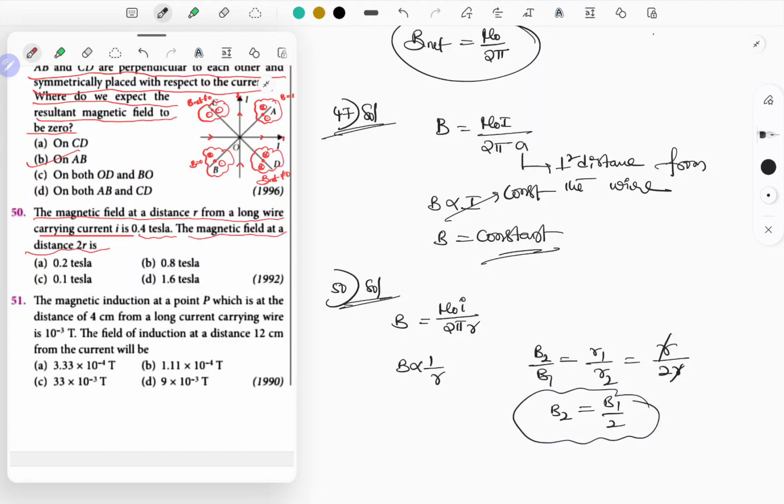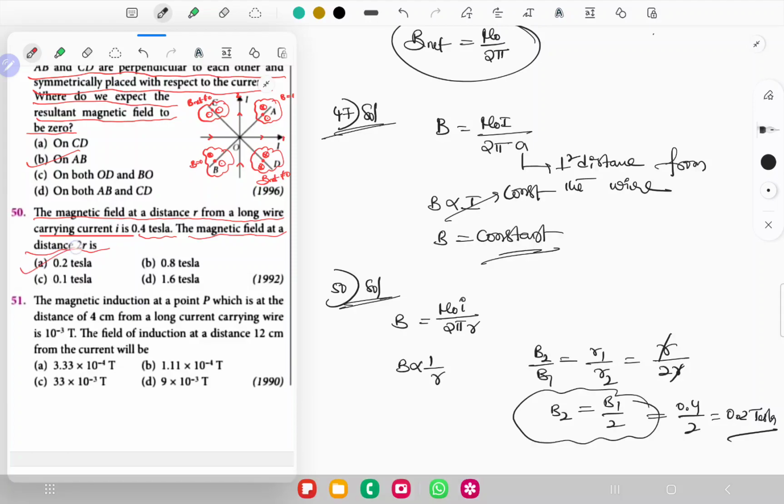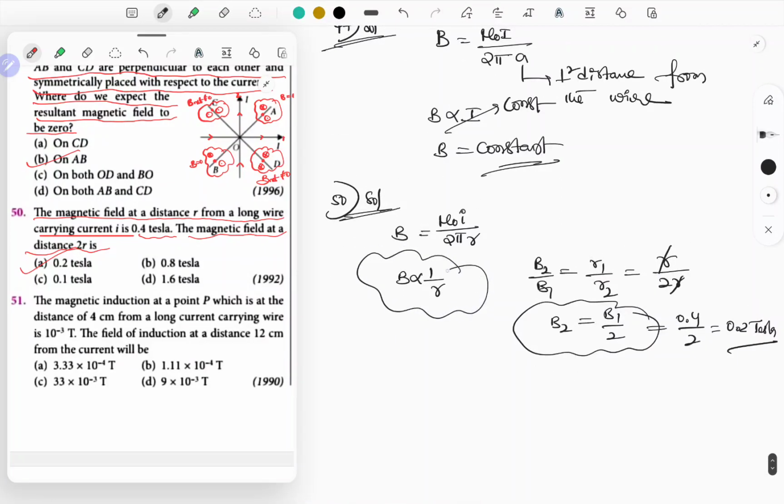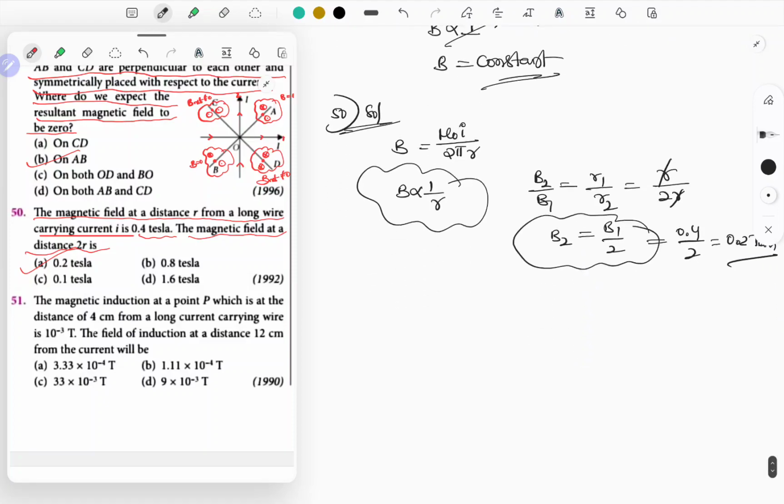It reduces. What is B1? B1 is equal to 0.4. 0.4 divided by 2 is 0.2 Tesla. Answer A is correct. So magnetic field is inversely proportional to perpendicular distance from the conductor. As distance from the conductor increases, magnetic field strength goes on decreasing.